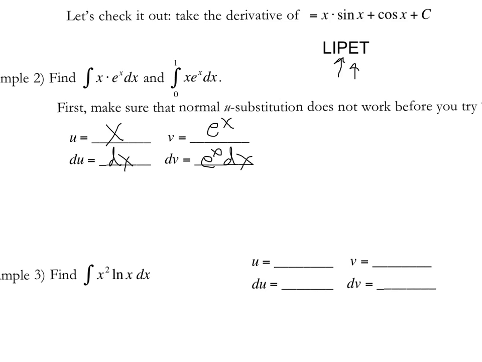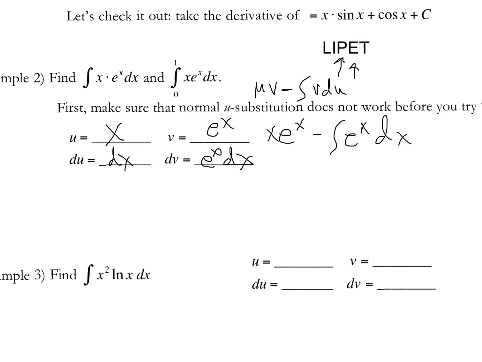So then if we use that formula, remember it's u times v minus the integral of v du. So I'm going to go u times v, which gives x e to the x, minus the integral of e to the x dx.